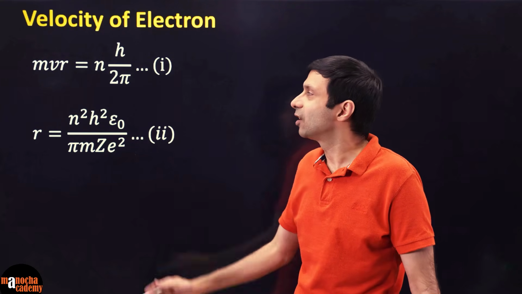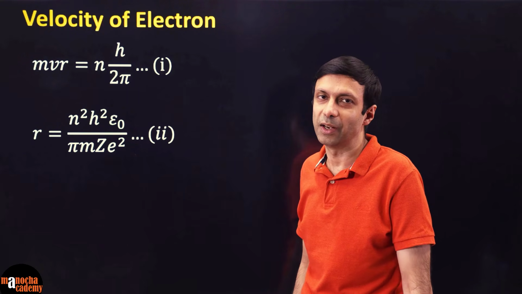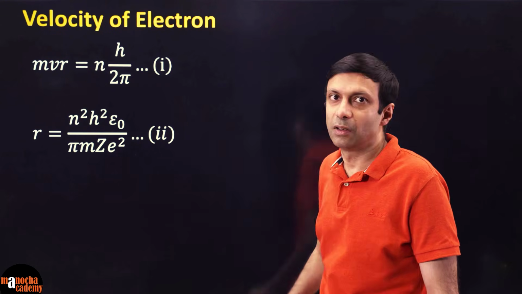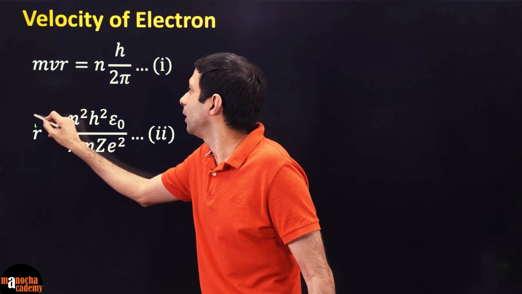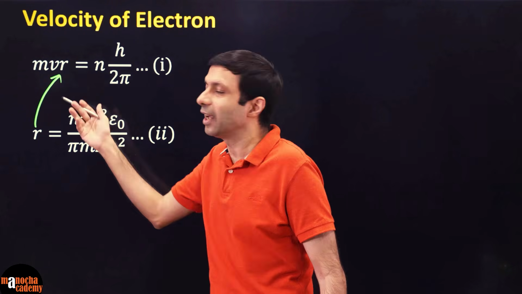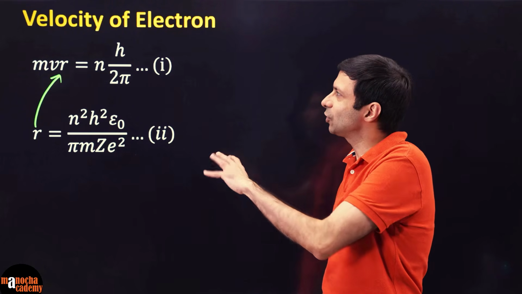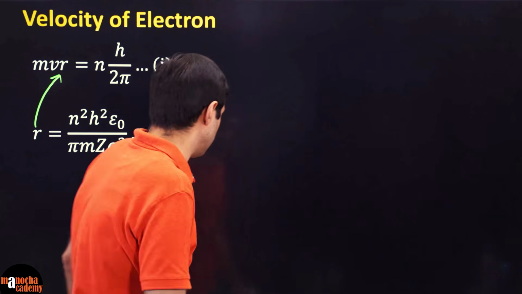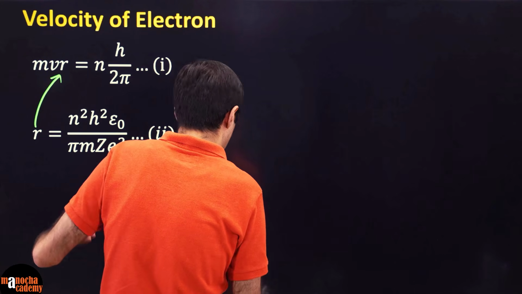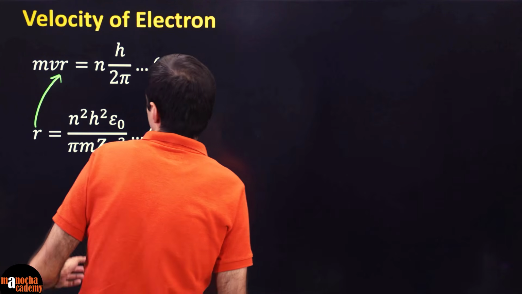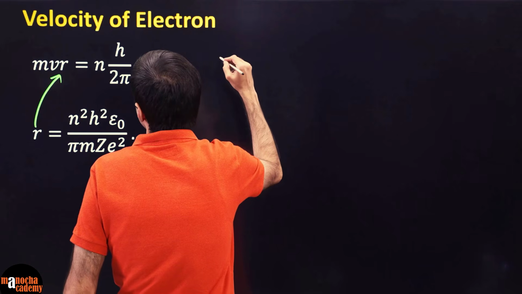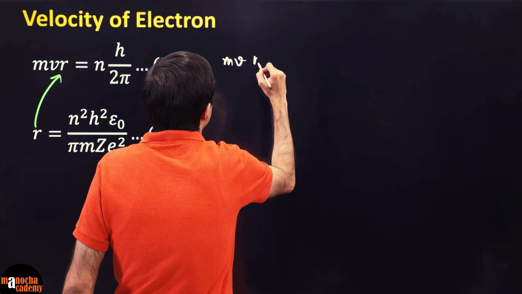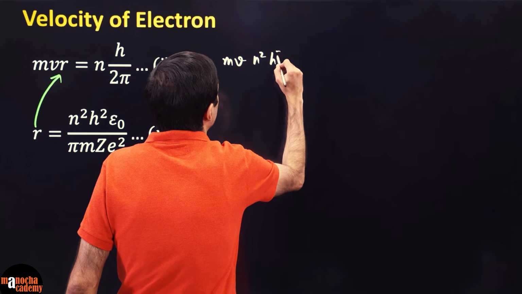Now our goal is to find out the velocity formula. So what will we do? Very simple. We are going to substitute this r into the first expression, and that way we'll get the velocity in terms of all these constants, and I think we'll have a Z and n also. So let's go ahead and do it. If you substitute r in equation number 1, what are you going to get? We are going to get mv and r will be n square h square epsilon naught.